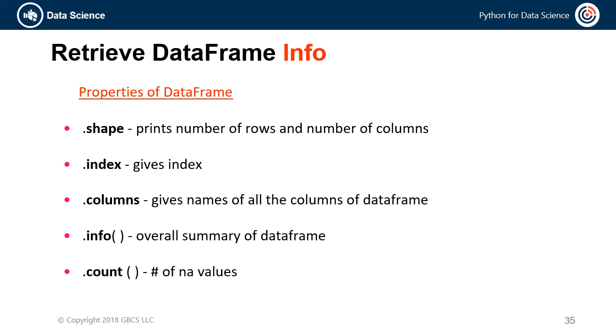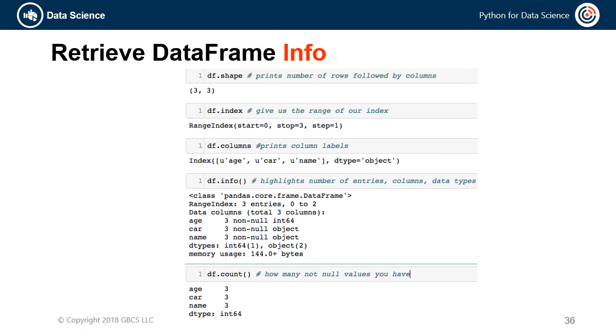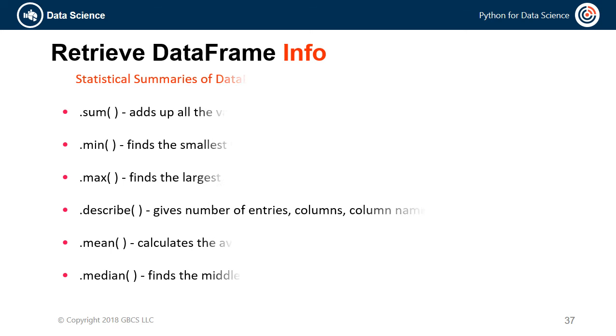Columns gives us the names of each column. Info gives us a great summary of the data, which includes the data types, column names, and total number of records in each column, the total number of entries. Count is helpful for finding the number of null values. These are the outputs we would receive as we use these methods on the data frame we created at the beginning of the session.